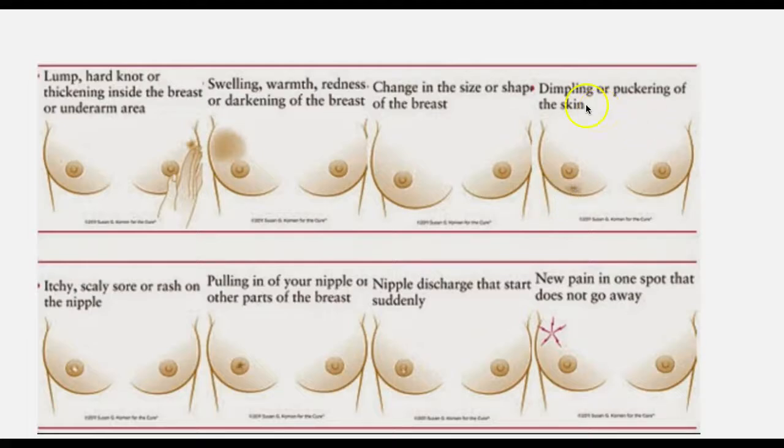Dimpling or puckering of the skin, itching, scaly sore or rash on the nipple, pulling in of the nipple or other parts of the breast, so you can see that there's a difference between this nipple and this one. Nipple discharge that starts suddenly, that's unrelated to breastfeeding or lactation. New pain in one spot that does not go away. So these would be something that we would want to talk about with women and men if we're discussing self-breast exam.